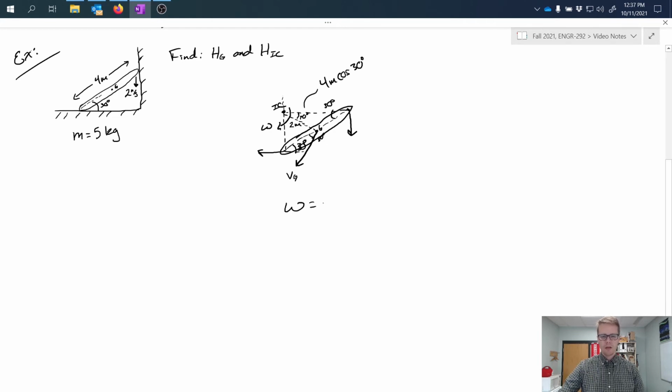Then we just need to know a relationship between velocity and some length in order to calculate that. Well, luckily we know the velocity over here is 2 meters per second. That was given. And we just calculated the length of this top line as 4 meters cosine 30. So we can go ahead and plug those in.